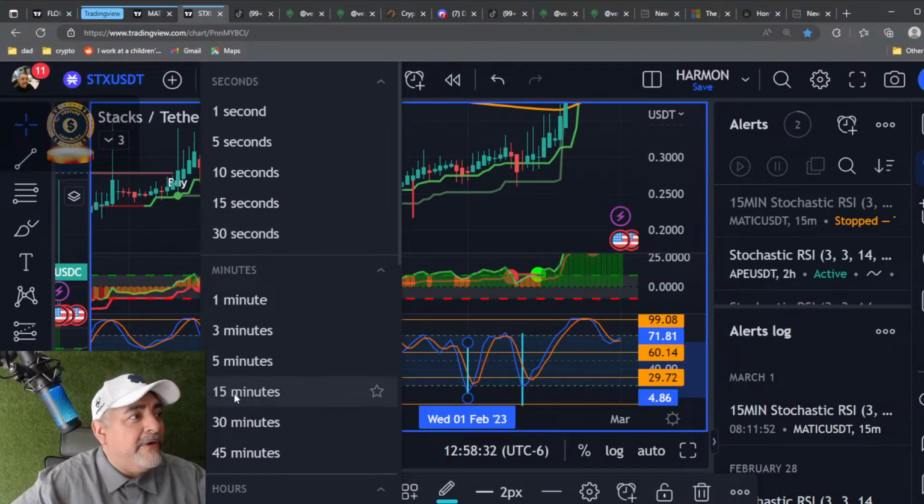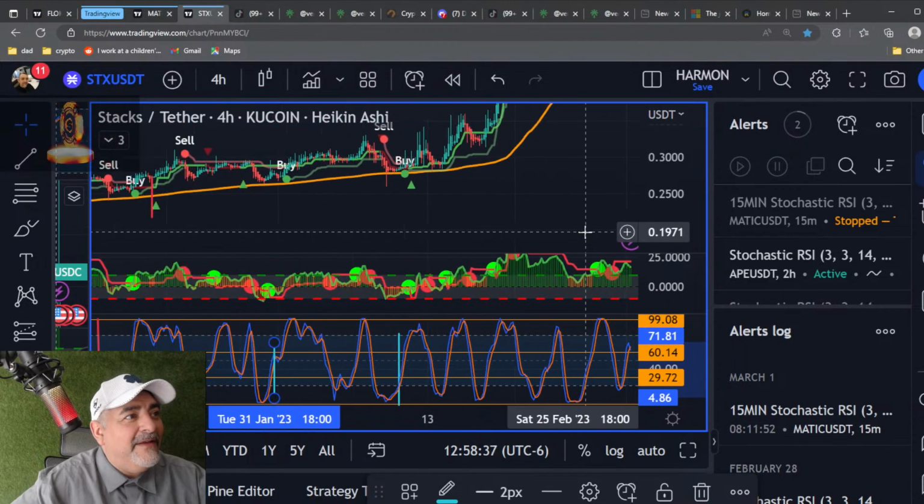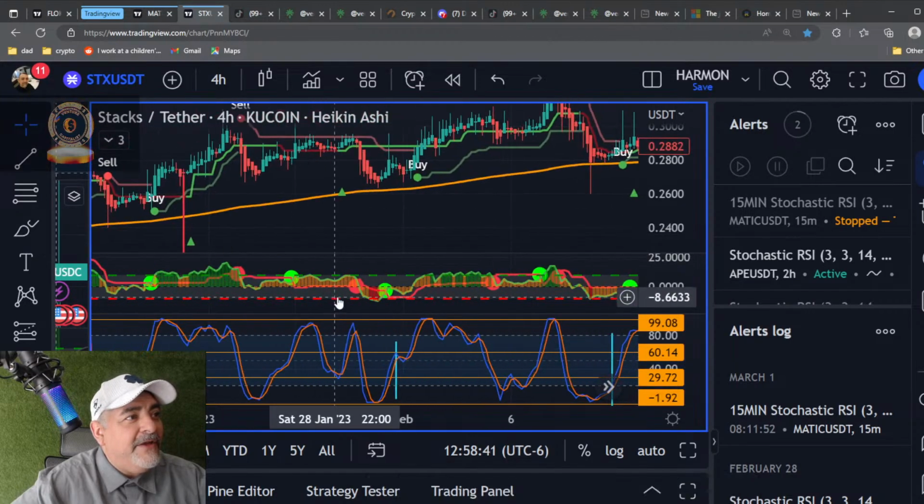So let's go back to the 4 hour. And that's pretty much how easy that is. I mean, maybe we should do more of these. Maybe I should just call these trades out, man. But this is how you do it, right?